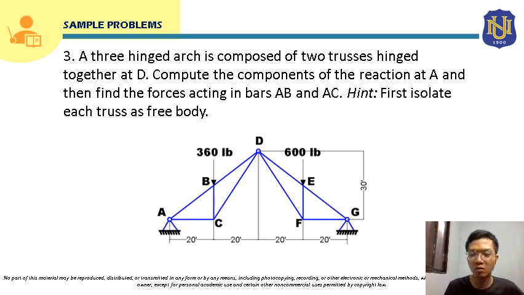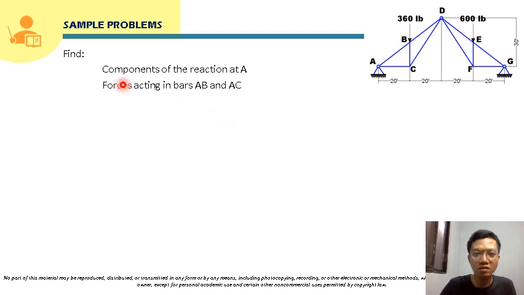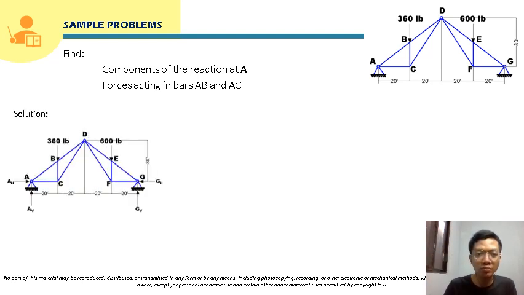Okay, so let's start solving this. Again, these are the forces that we are going to solve here: the components of the reaction at A, and the forces acting in bars AB and AC. So we are going to solve first for the reaction forces from the free body diagram of the entire structure. So we have here AH, AV, and then GV and GH.